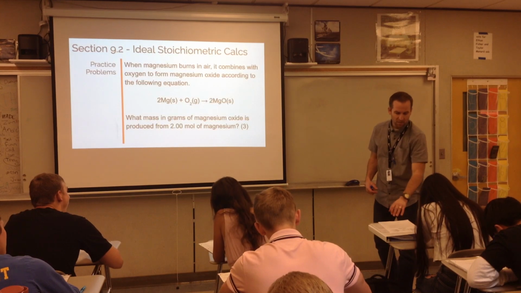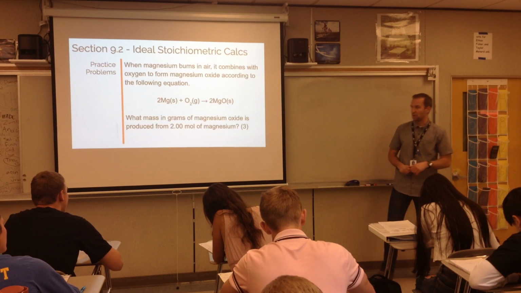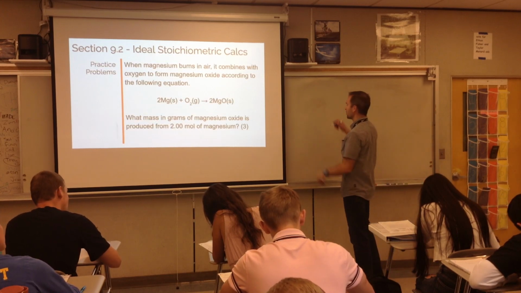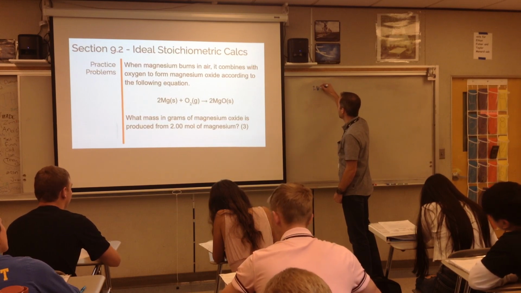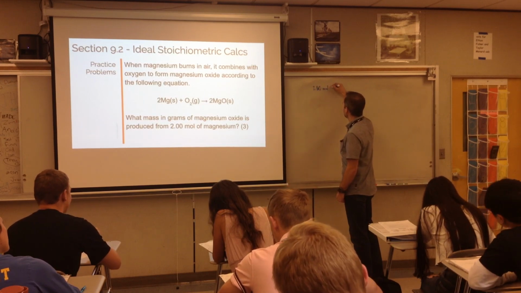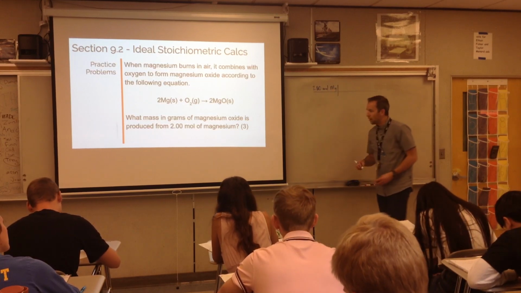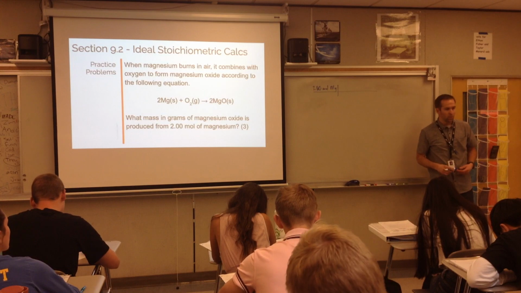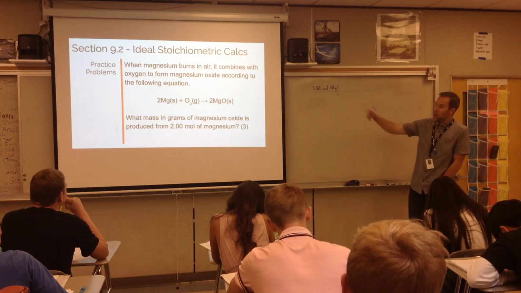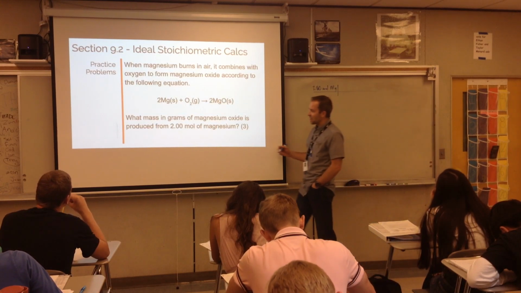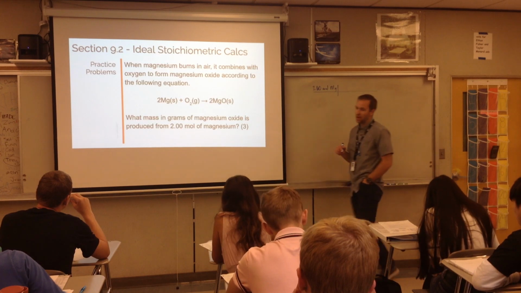If we're given moles, the next thing that we're going to put there is our mole ratio. So we're given 2 moles of magnesium. The next thing we need to do is use our mole ratio. How are these things related to one another? Coefficients from our balanced chemical equation say that every 2 moles of magnesium produce 2 moles of magnesium oxide.